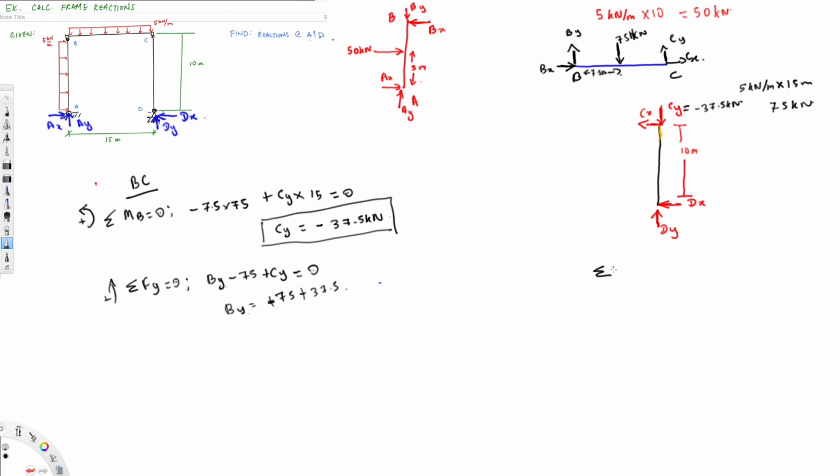So let's see. Sigma Fy is equal to 0. I'm taking in DC, right? If I take upper direction positive, Dy is going to be positive and Cy is going to be negative, equal to 0. Dy is equal to Cy, and since we know the Cy already, it's going to be negative 37.5 kilonewton. So this is the answer for Dy. So Dy is also in the opposite direction.